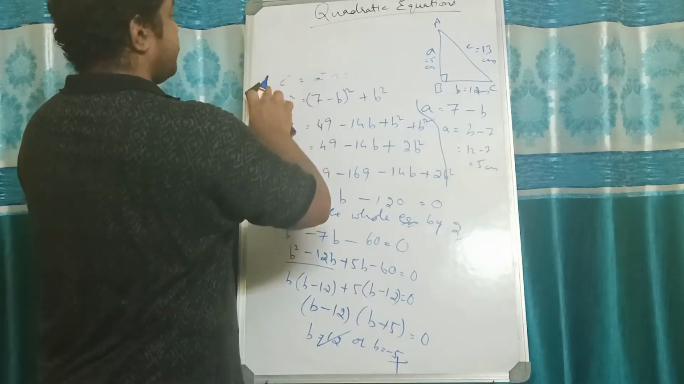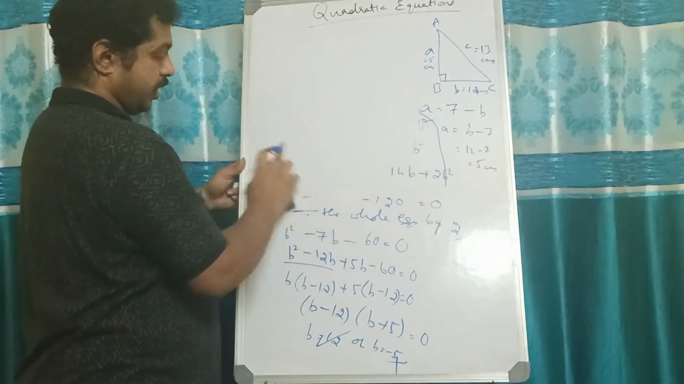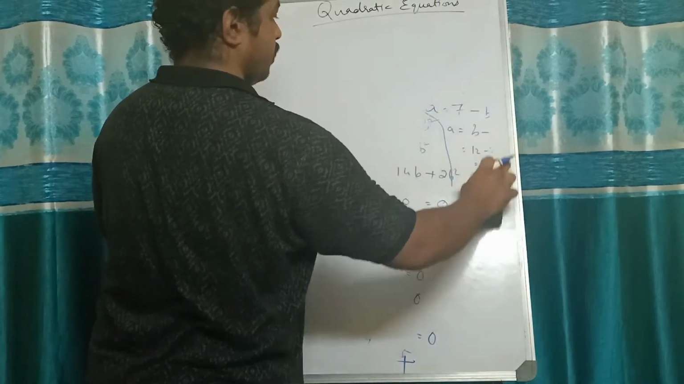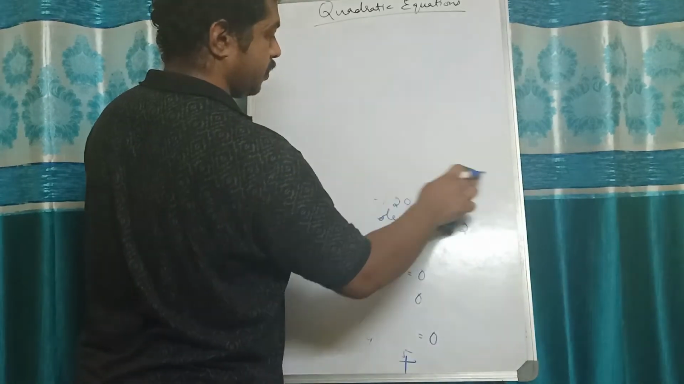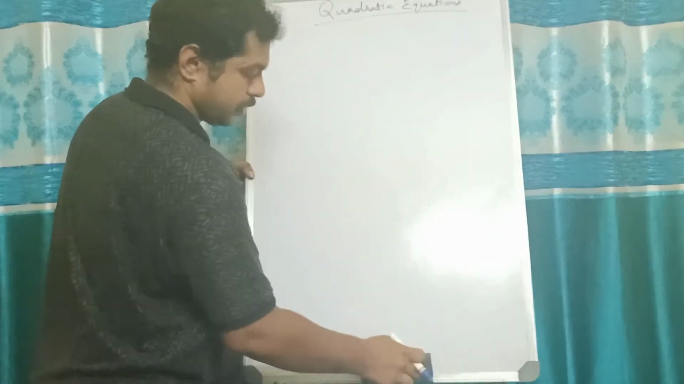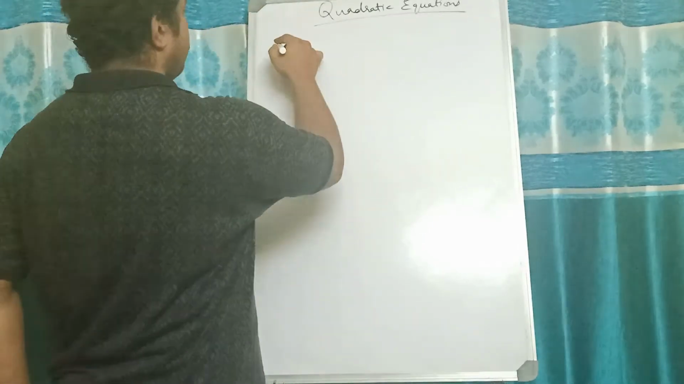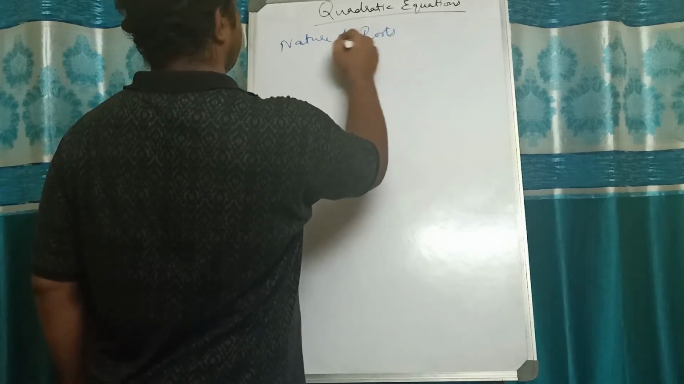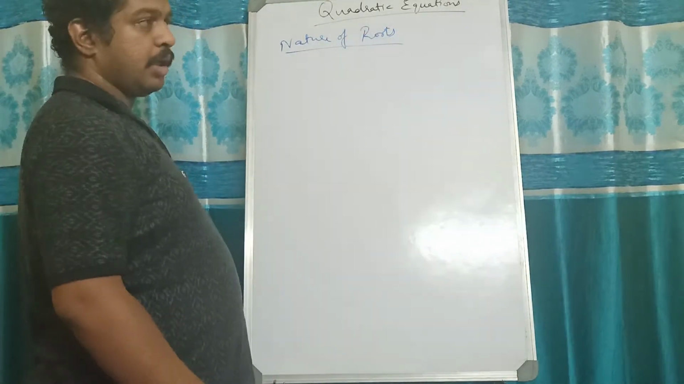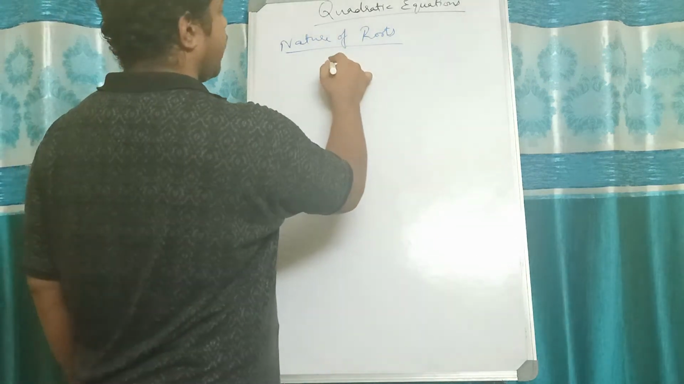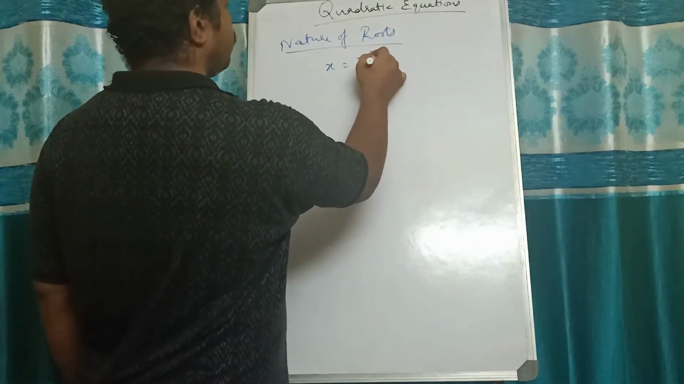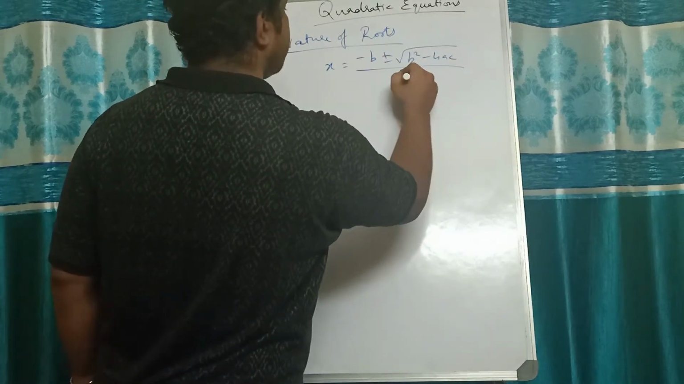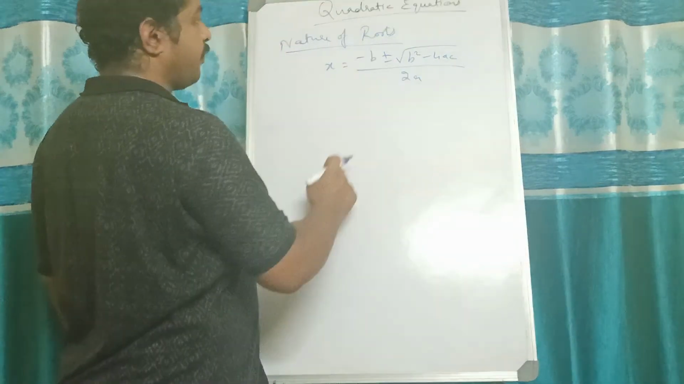We are left with one last topic of this chapter called nature of roots. Yes, it's about nature of roots. So what is this nature of roots? We all know the quadratic formula, right? x will be equal to minus b plus or minus root of b squared minus 4ac, the whole thing divided by 2a. This is what we know already.